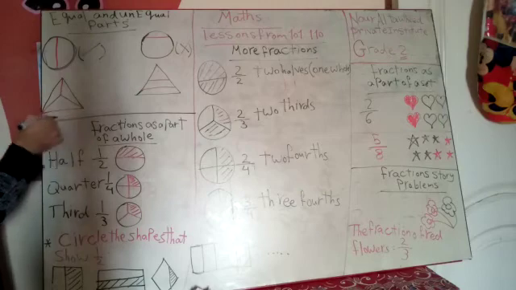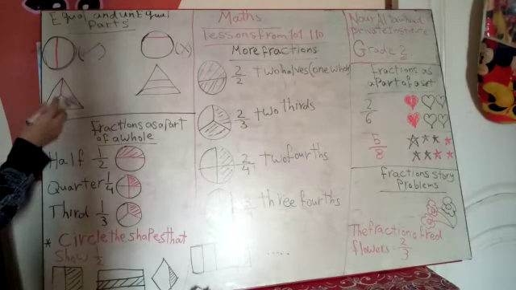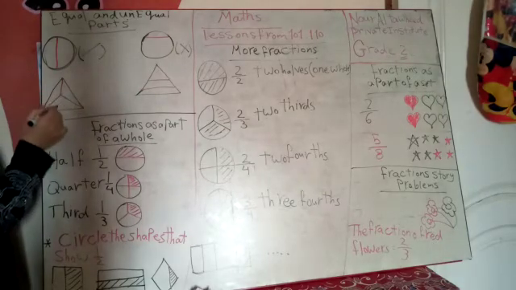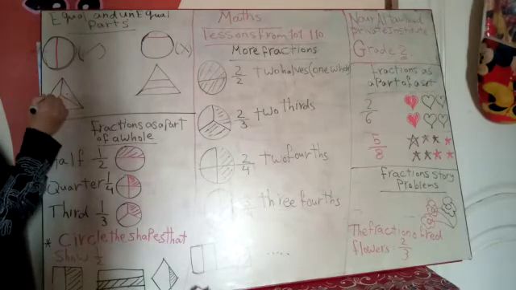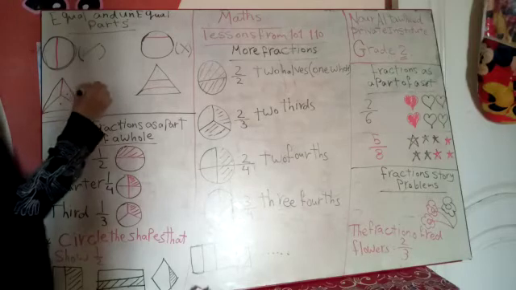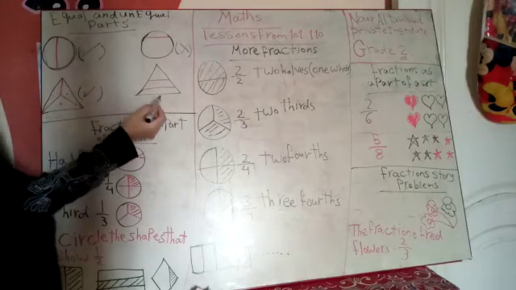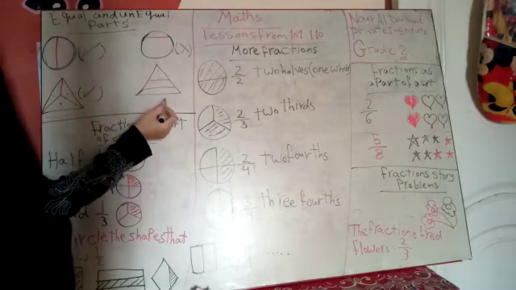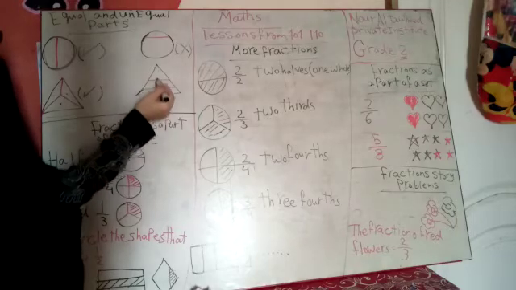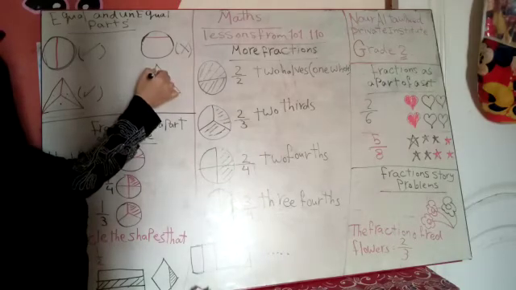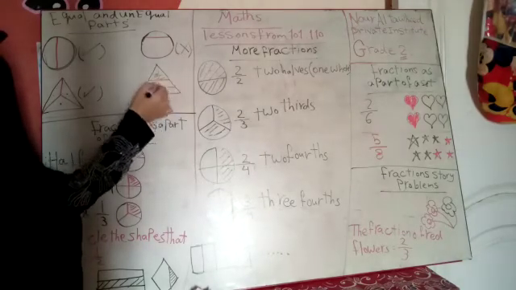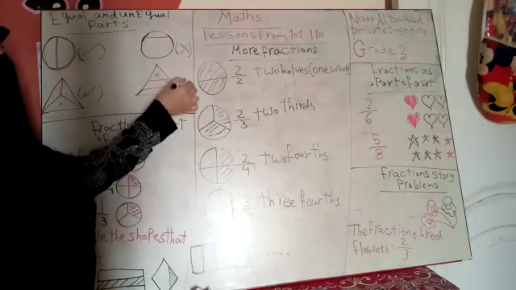If we draw a triangle and divide it into three parts, are these parts equal or not equal? These parts are equal, three equal parts. The other triangle, we divide it into three parts. These parts are not equal parts.